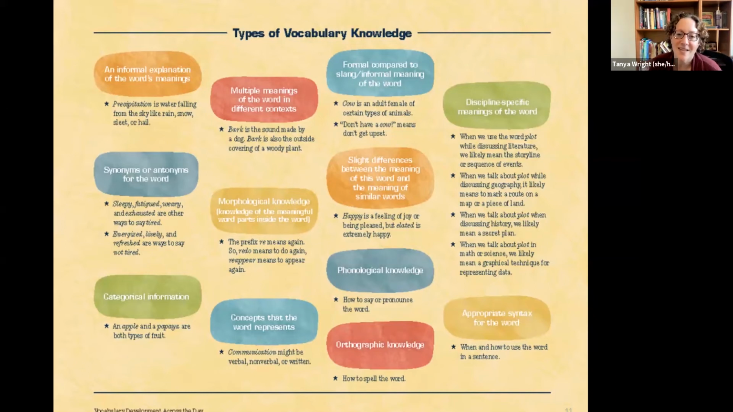But one of these important areas is morphological knowledge, or knowledge of what the parts inside the word mean. So here I did an example. The prefix re means again, so redo means to do again. Reappear means to appear again, right? So having that information about what parts of a word mean helps us to understand what the entirety of the word may mean, or it at least helps us to have a good guess, like in all of the phobia examples that Nell gave you earlier.